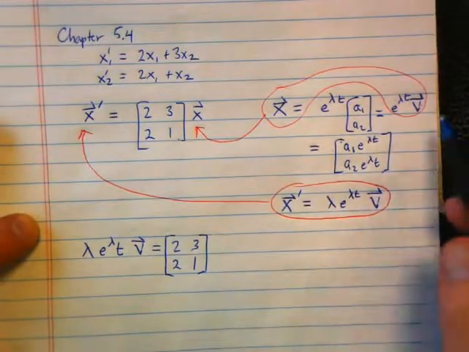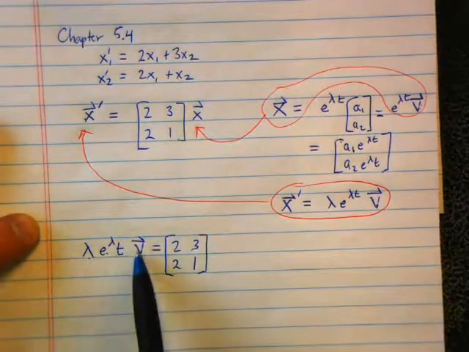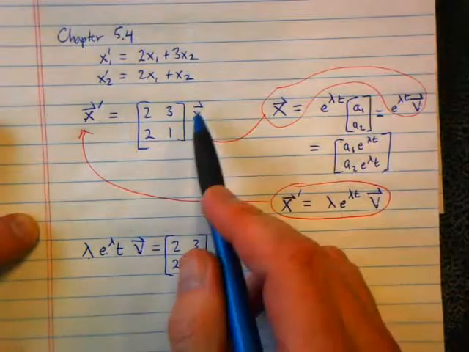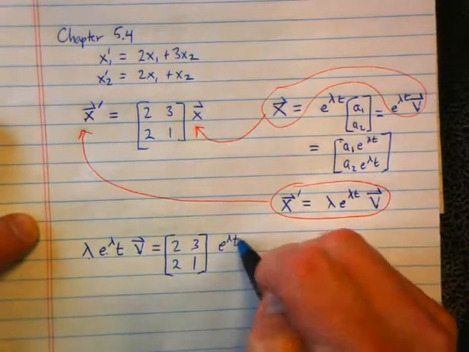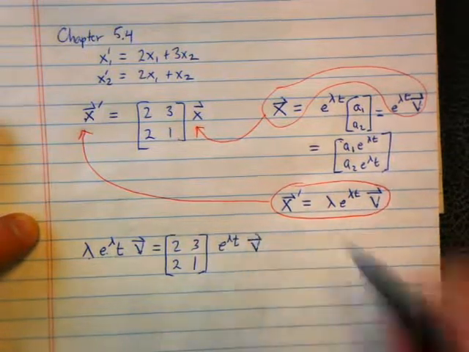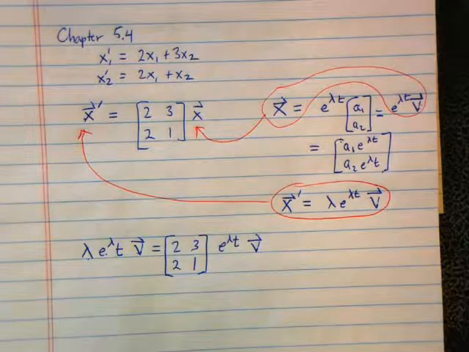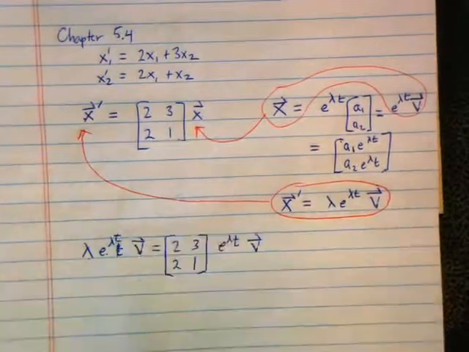You're absolutely right. So when I plug in for x prime, I get lambda e to the lambda t times vector v. And then I plug in for vector x. Vector x is e to the lambda t times vector v. And you're right, I can take that equation and divide both sides by e to the lambda t. Oh, t is an exponent there. Yes, sorry, t is an exponent there.